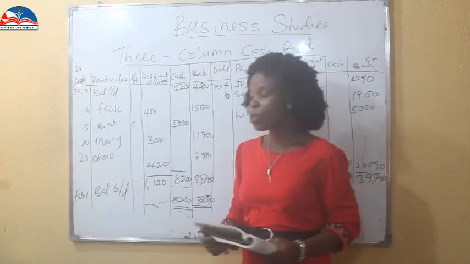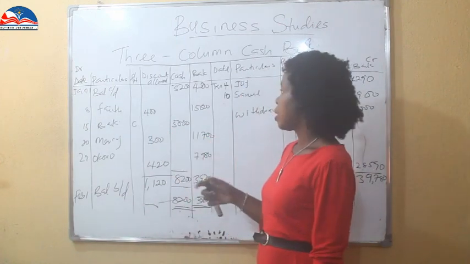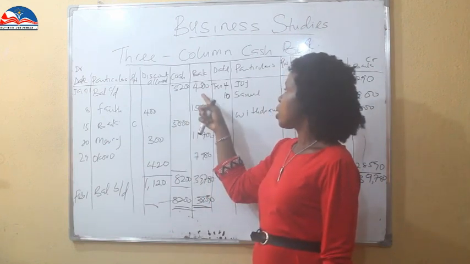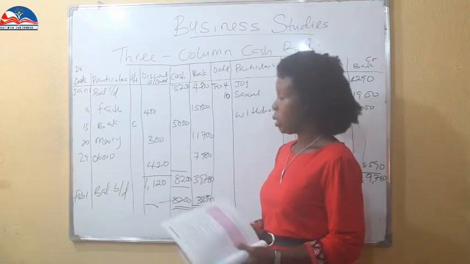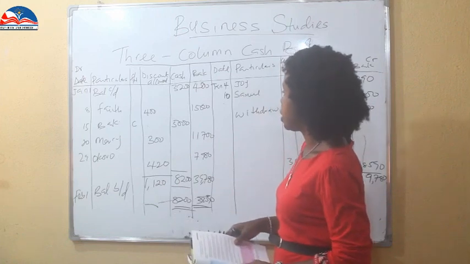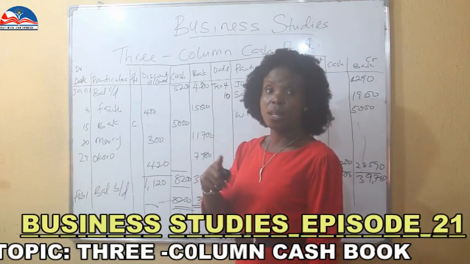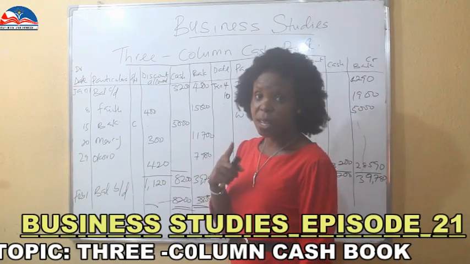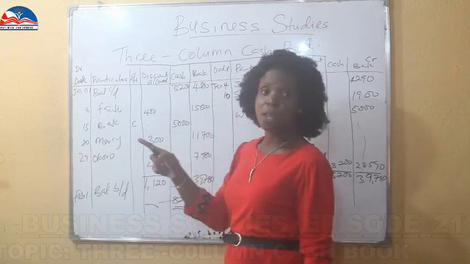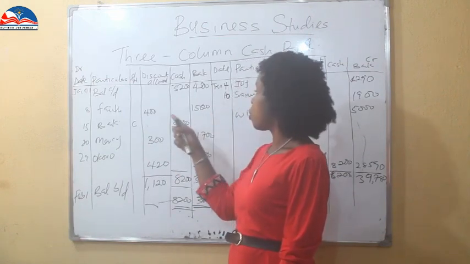Now, let us post our question. Remember in January 1, we carried down balance. Our cash balance was 3,200. Our bank balance was 4,500. Now, on the 8th, he received money, which was supposed to be 16,000, but he was given a discount of 2.5%. And then instead of 16,000, he paid 15,600. 2.5% of 16,000 will give us 400.